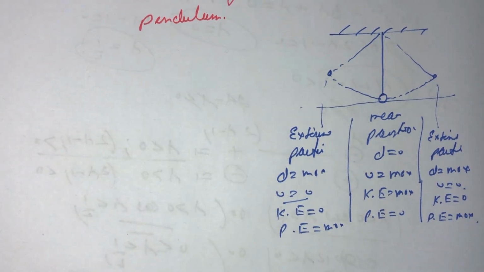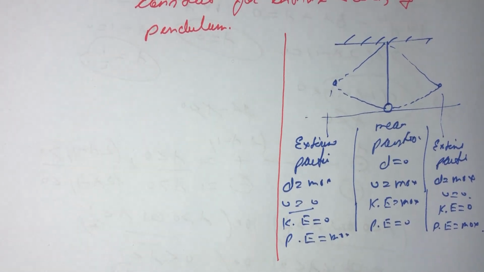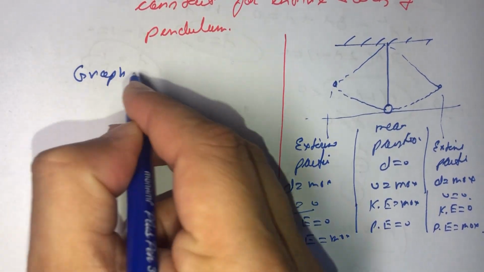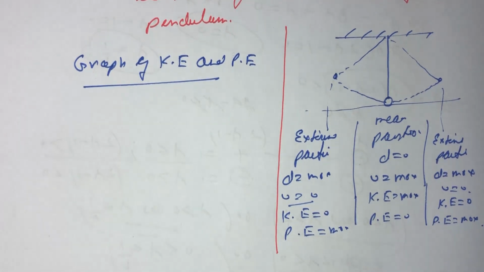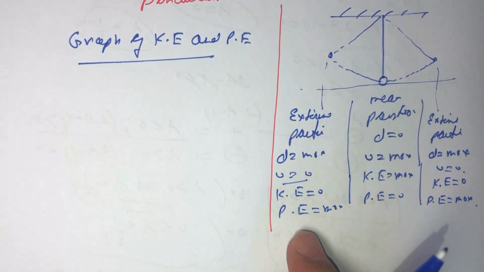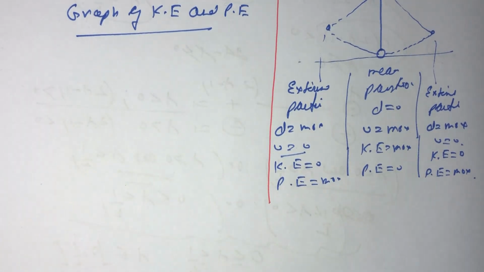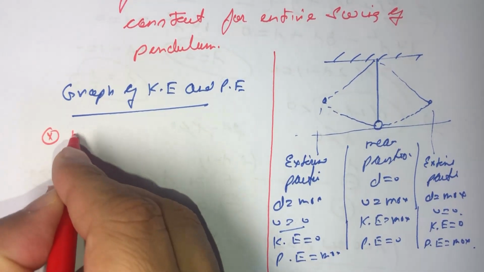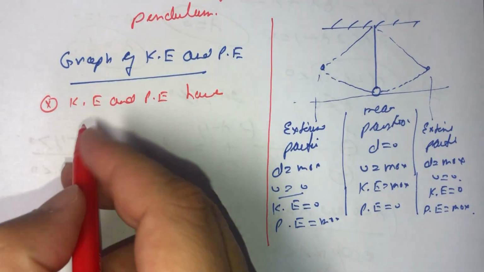So let us say that for the graph of kinetic energy and potential energy, one key thing is that the graphical shape of both kinetic energy as well as potential energy is parabolic in nature. So we can say that kinetic energy and potential energy have parabolic shaped graphs.